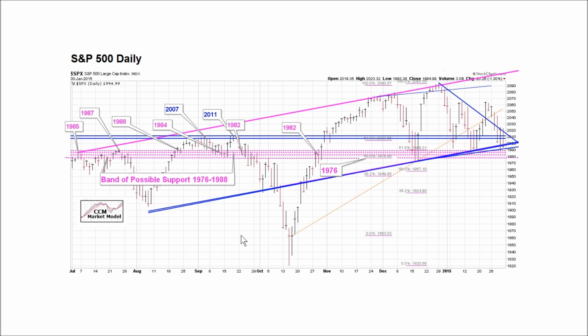We did finish the week, Friday, January 30th, above this pink band of possible support that we've been watching between 1976 and 1988. We'll keep an open mind about what happens next. We could bounce in this direction like the DAX, or we could break into this area here and correct further.